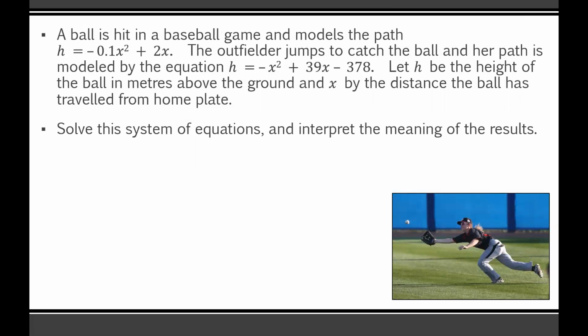All right, so a ball is hit in a baseball game and models the path. The outfielder jumps to catch the ball, and her path is modeled by the equation. Let H be the height of the ball in meters above the ground, and X be the distance the ball has traveled from home plate. Solve this system of equations and interpret the meaning of the results. So when it says solve this system of equations, that just means find where these two equations are equal to each other. Once again, it doesn't say solve algebraically. Wahaha, we can actually solve this using a graphing calculator.